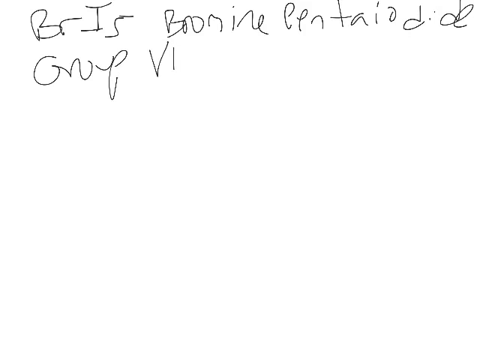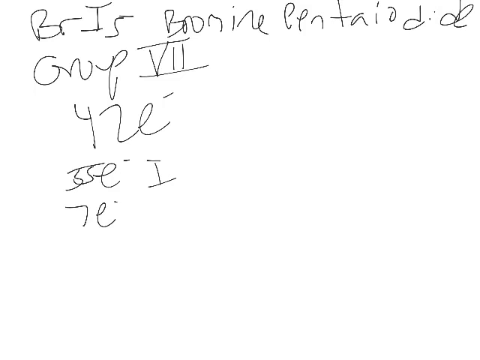Morning, everyone. Today we're going to go over valence bond theory on BrI5, also known as bromine pentaiodide. Both of these are from group 7. Therefore, there is a total of 42 electrons, 35 of which come from the iodine and the other 7 coming from bromine.